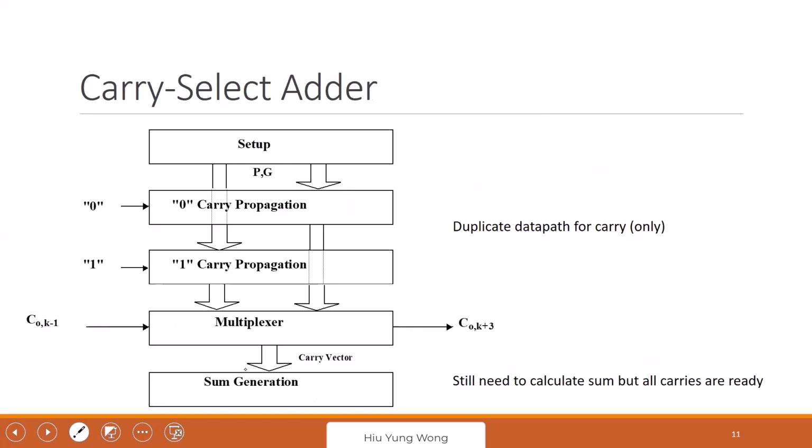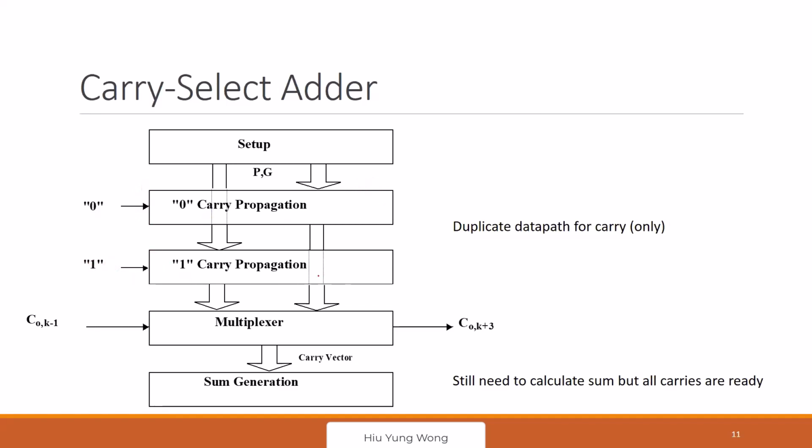Now, if you say that carry is so important, how about I compute the answer no matter what the input is first. So what it does is I do the setup as usual, propagation and generation, but I just assume the input is 0. I calculate it first. Also, I put the input as 1. I calculate it first, right?